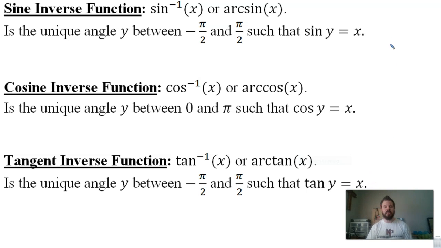Things to notice: the sine and the tangent have the same restrictions on their domains, we could say, whereas the cosine inverse is different. Sine and tangent are negative pi over 2 to pi over 2. Cosine is 0 to pi.